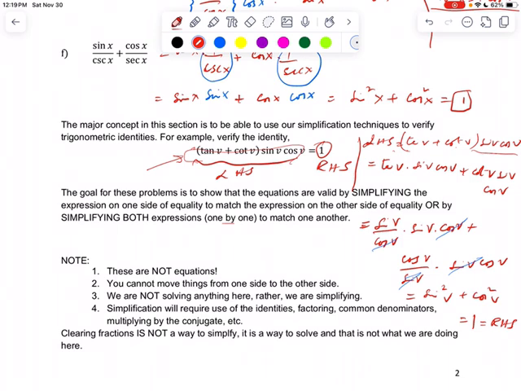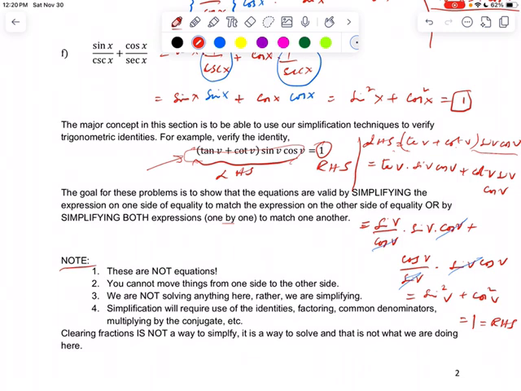But in some cases, when we simplify the left hand side, it doesn't look like what we have on the right hand side. In that case, we should take the right hand side and try to simplify that. If simplifying both sides separately gives us the same expression, then it means we have verified the identity.